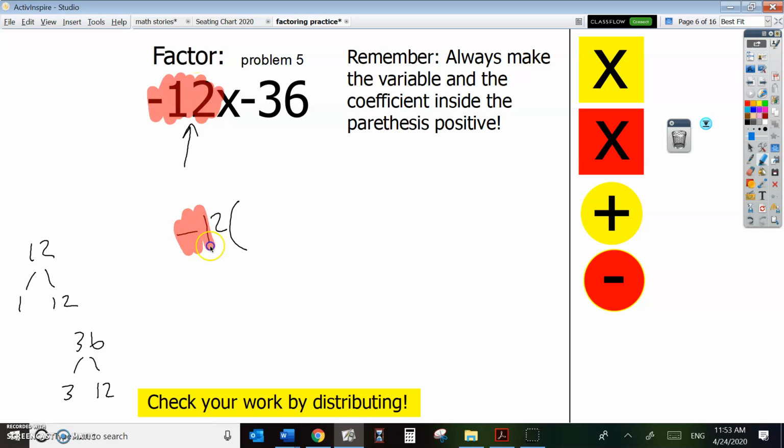-12 divided by -12 is 1. And then -36 divided by -12 is 3. Distribute to check. Is -12 times x -12x? Yes. Is -12 times 3 -36? Yes, it is.